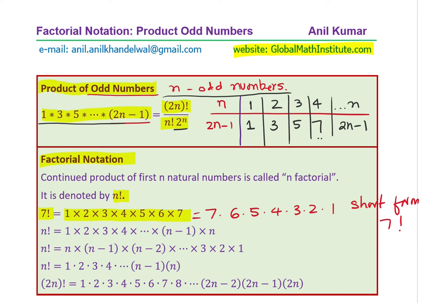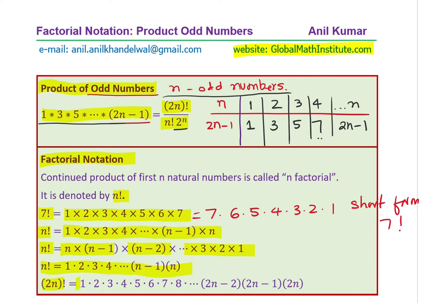Perfect. Now I hope it is absolutely clear. Similarly, n factorial will be what? It could be written as 1 times 2 times 3 times 4 up to n, or the reverse way, n times n minus 1 times n minus 2 times n minus 3 down to 1. Either way, you could write n factorial. So if n factorial is the product of all the natural numbers from 1 to n, then what is 2n factorial? In 2n factorial, we should have 2n terms multiplied.